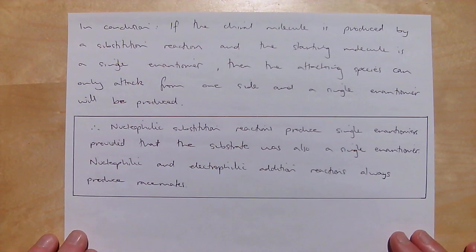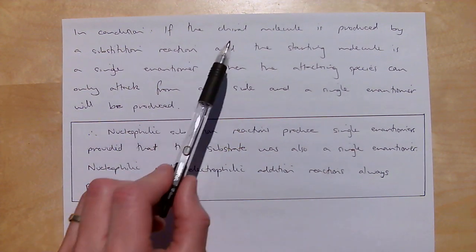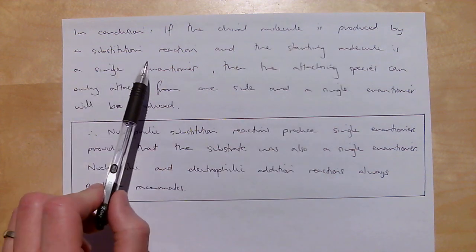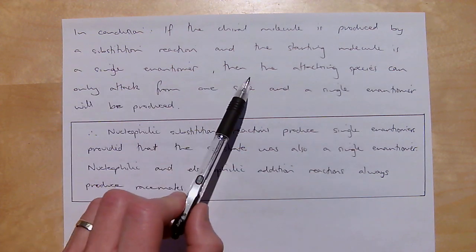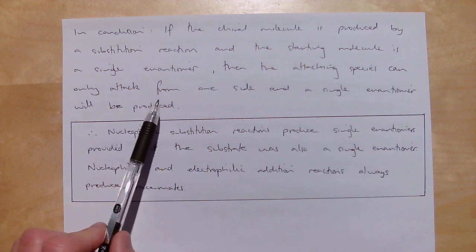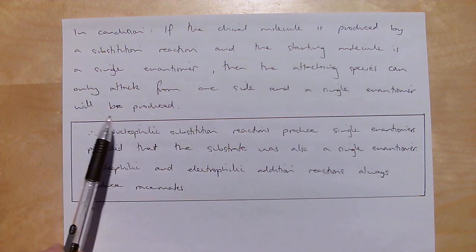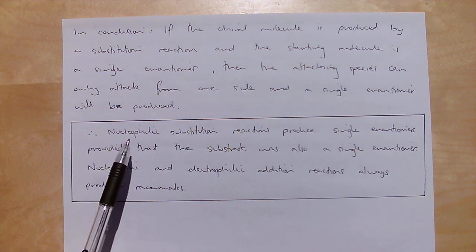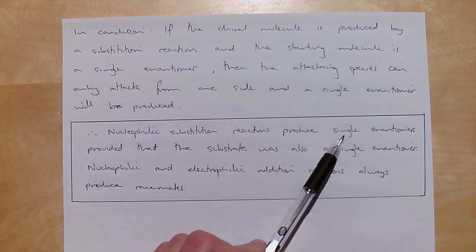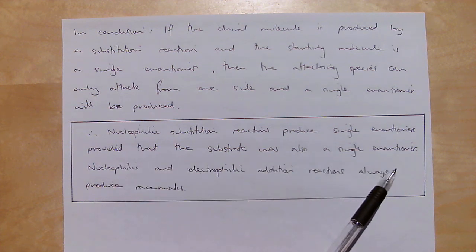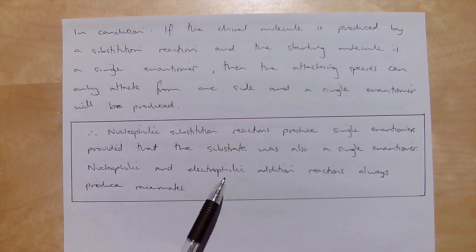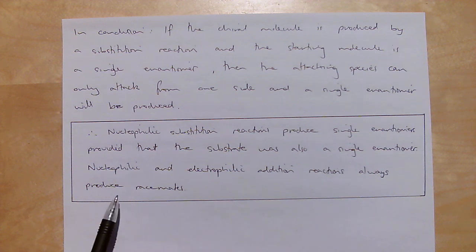Right, so in conclusion, if the chiral molecule is produced by a substitution reaction and the starting molecule is a single enantiomer, then the attacking species can only attack from one side and a single enantiomer will be produced. So therefore, nucleophilic substitution reactions produce single enantiomers provided that the substrate was also a single enantiomer, whereas nucleophilic and electrophilic addition reactions always produce racemates, so always produce mixtures containing both enantiomers.